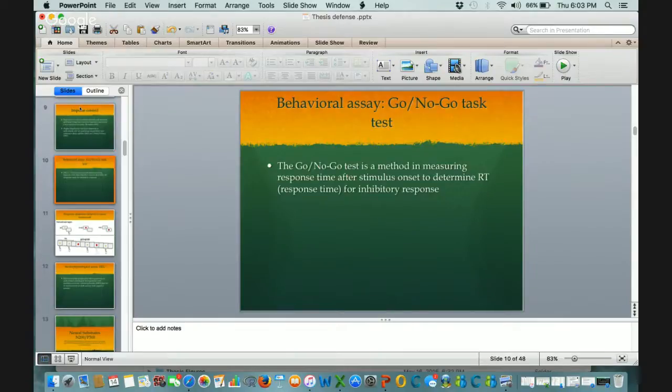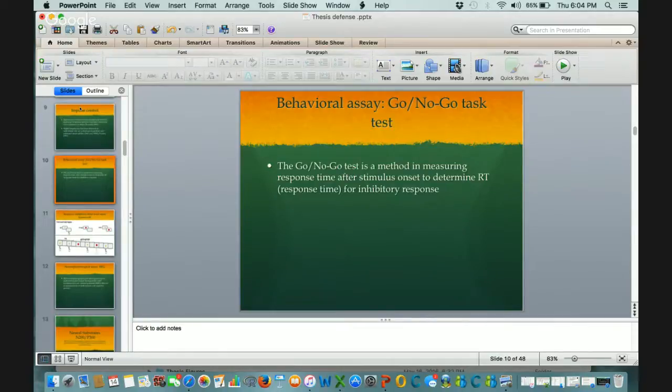So how do you measure response inhibition? One way is through the go, no-go test. The go, no-go test consists of two stimuli: a go stimulus, which requires a response, typically a press of a button, and the no-go stimulus, which requires the inhibition of the response. To simulate the impulse response, there have to be more go trials than no-go trials, which some may refer to as the 80-20 rule.